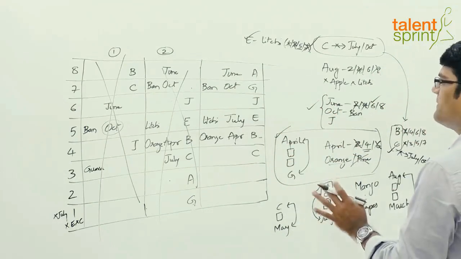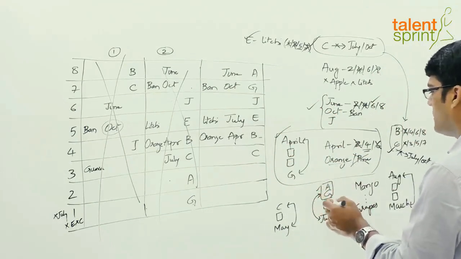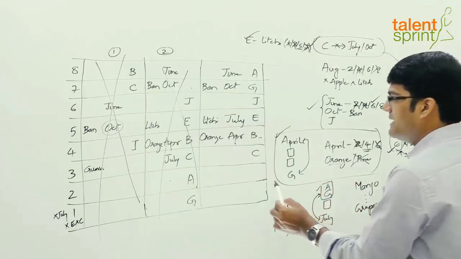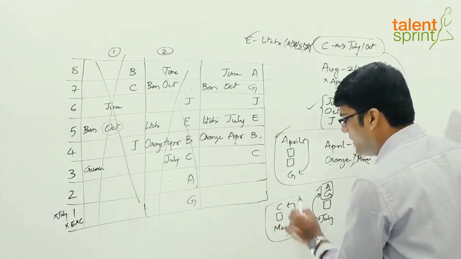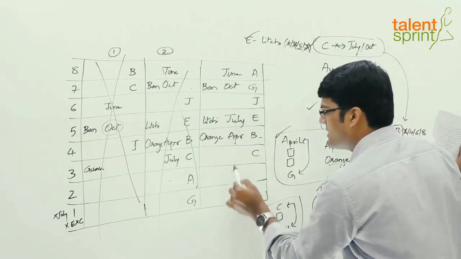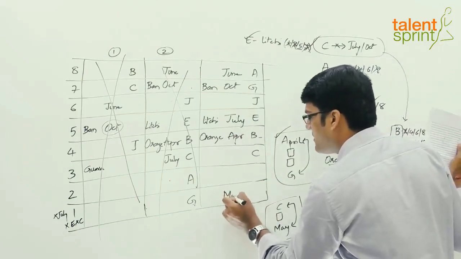Okay. So, what all have we used? We have used almost all the points here. Only 1 person between C and May. Let's use this point now. Only 1 person between C and May. C dash May is not possible. So, C dash May has to come here.